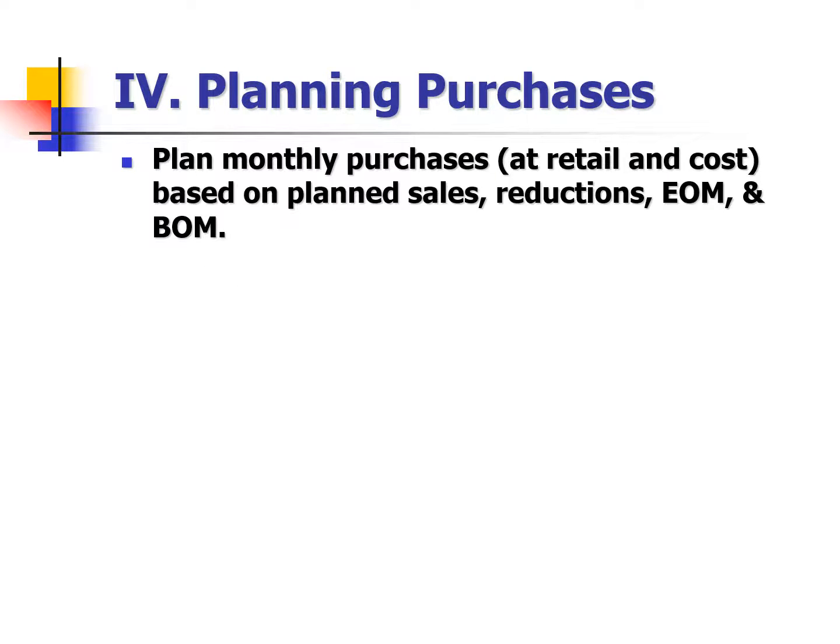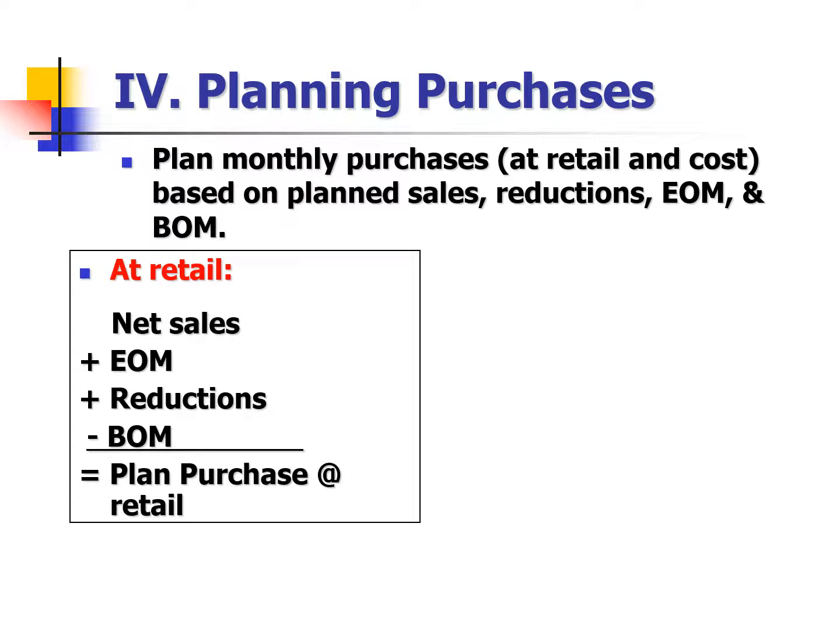Alright, so now we're continuing to move on to planned purchases. So far we have planned sales, reductions, and EOM and BOM levels, right? And all these numbers are going to be utilized to plan purchases for each month, as well as the total. First, to plan purchases at the retail value, for each month we have the net sales plan, the EOM plan, the reductions plan, and the BOM plan, right? And the formula for planning purchases at retail will be sales plus EOM plus reductions minus BOM.